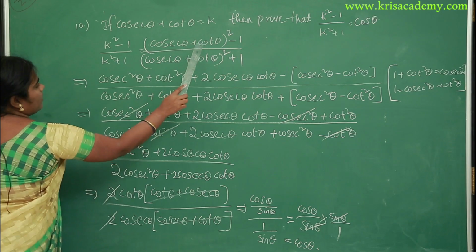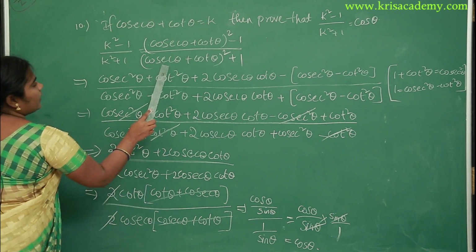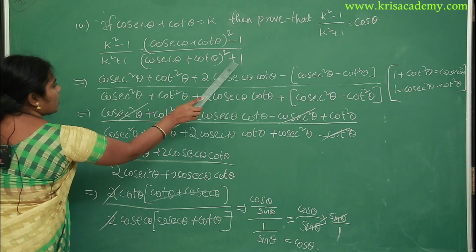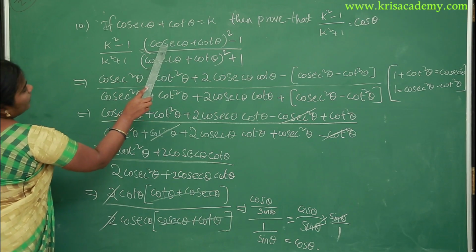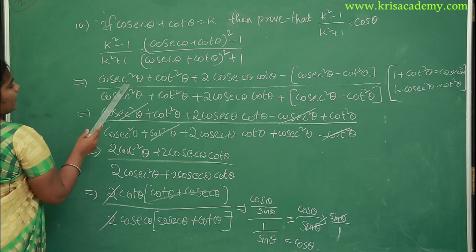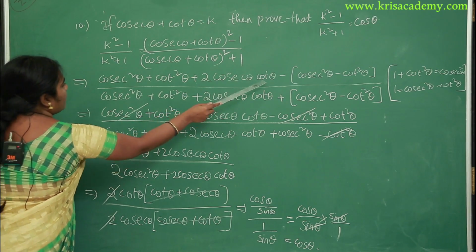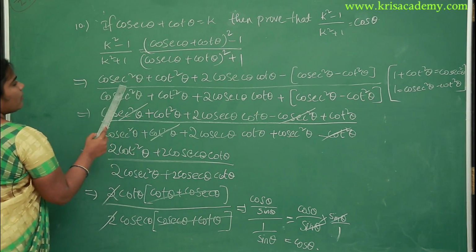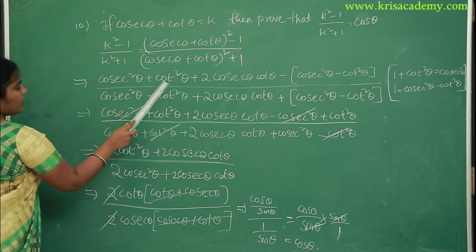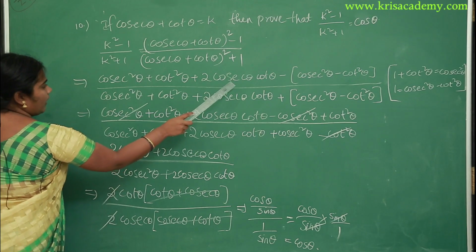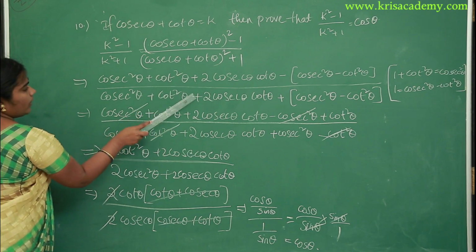So (cosecant theta plus cot theta) whole square minus 1 is in the numerator, and (cosecant theta plus cot theta) whole square plus 1 is in the denominator. Now both numerator and denominator expand using the (a plus b) whole square formula. What is the (a plus b) whole square formula? a square plus b square plus 2ab. Here a is cosecant theta, b is cot theta. So a square means cosecant square theta, b square is cot square theta, 2 into a, which is cosecant theta, into b, which is cot theta. Up to this both numerator and denominator are the same.